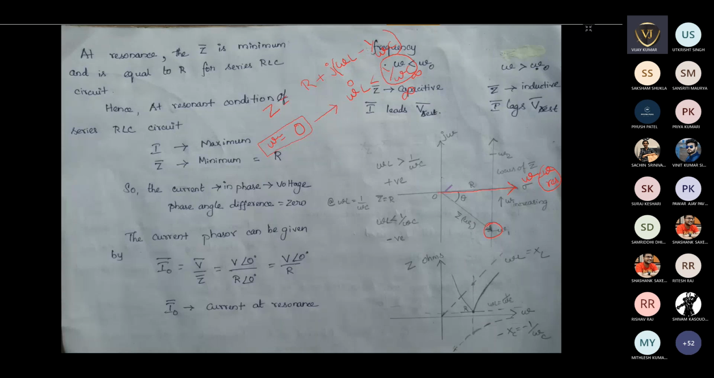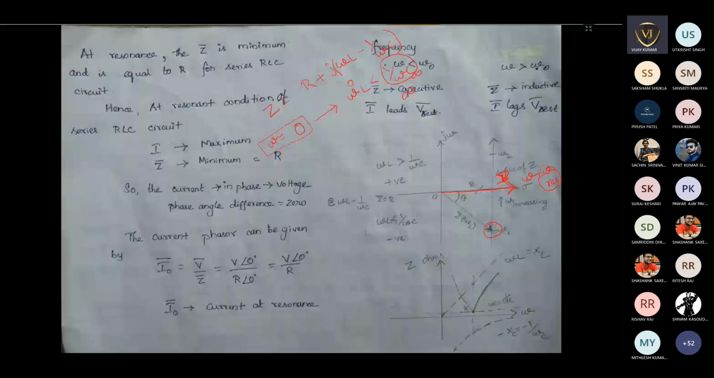If you take this as current, then your voltage across the capacitor will be lagging. So if you multiply with I, you will get V here. That V will be lagging the current by some angle. This is for a capacitive circuit, right?